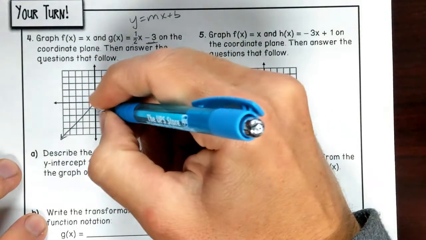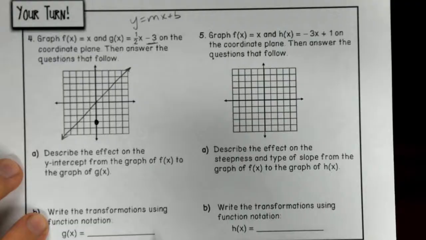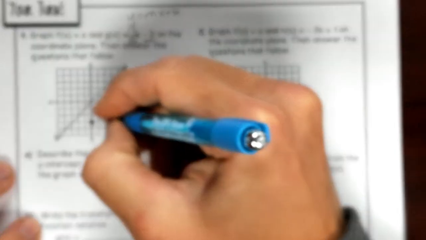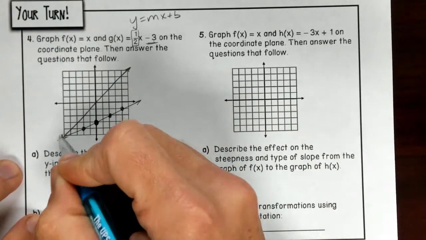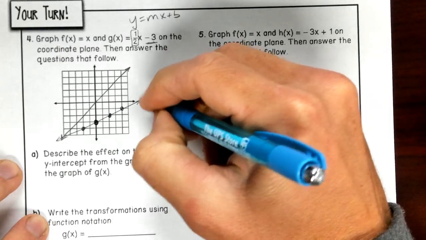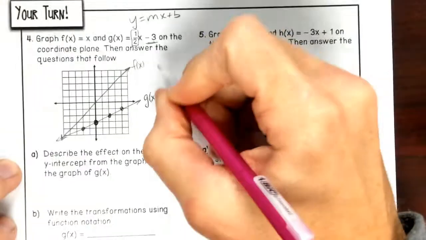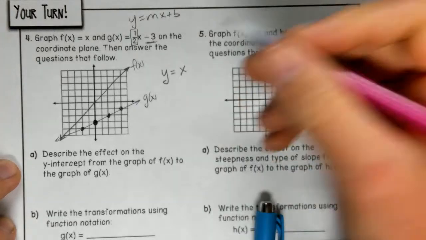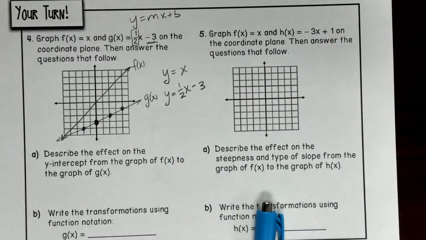So let's plot that point. Then from there I'm looking at my slope. My slope is up 1 over 2. Rise over run, so I'm going to rise 1, run 2. I can also go backwards, down 1 over 2. So there's the function g of x, and f of x. Again, this is f of x, or I could say y equals x, and g of x, which I could say y equals 1/2 x minus 3.